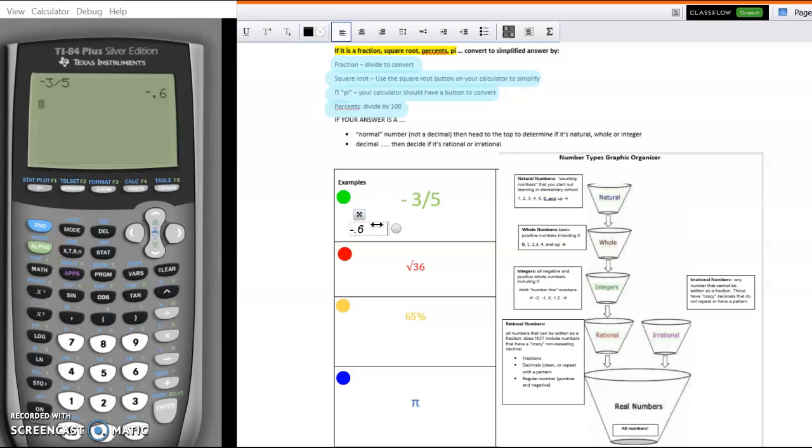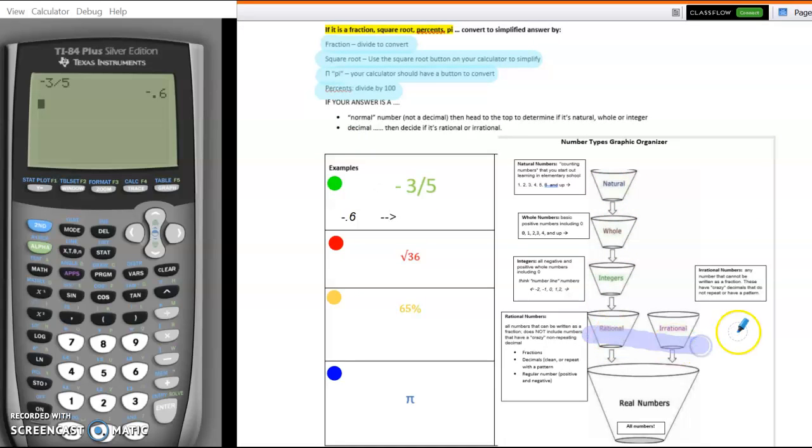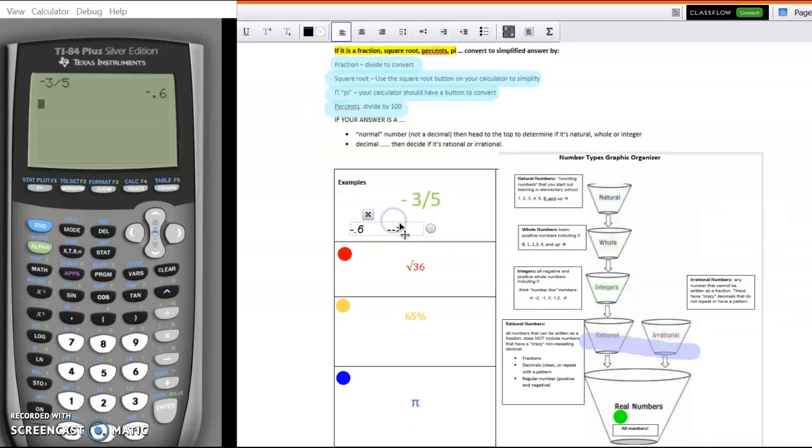So negative 0.6. Well, it is a decimal, so it is not a normal number. I'm going to jump right down to rational, irrational. Remember, decimals that have a clear end or a pattern to them are considered rational. So if I look at this one, negative 0.6, it is an ending decimal, a terminating decimal. So it would be rational, and remember it drops down through that hole in the bottom of the bucket to real. So this type of number is rational and real.